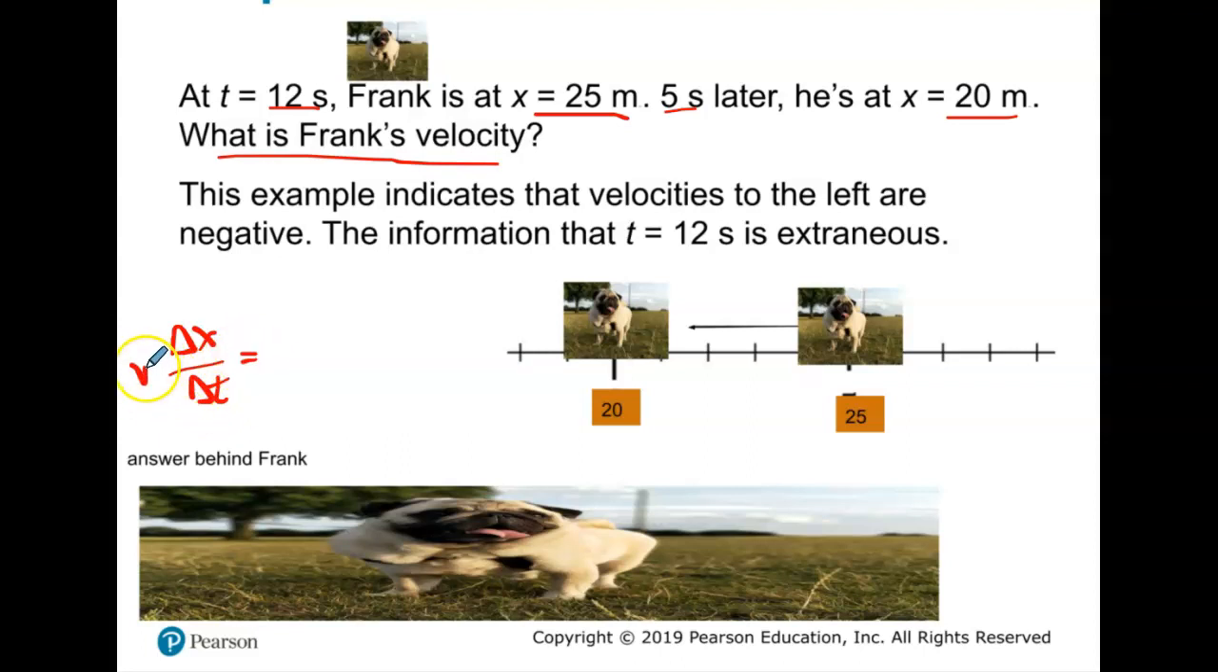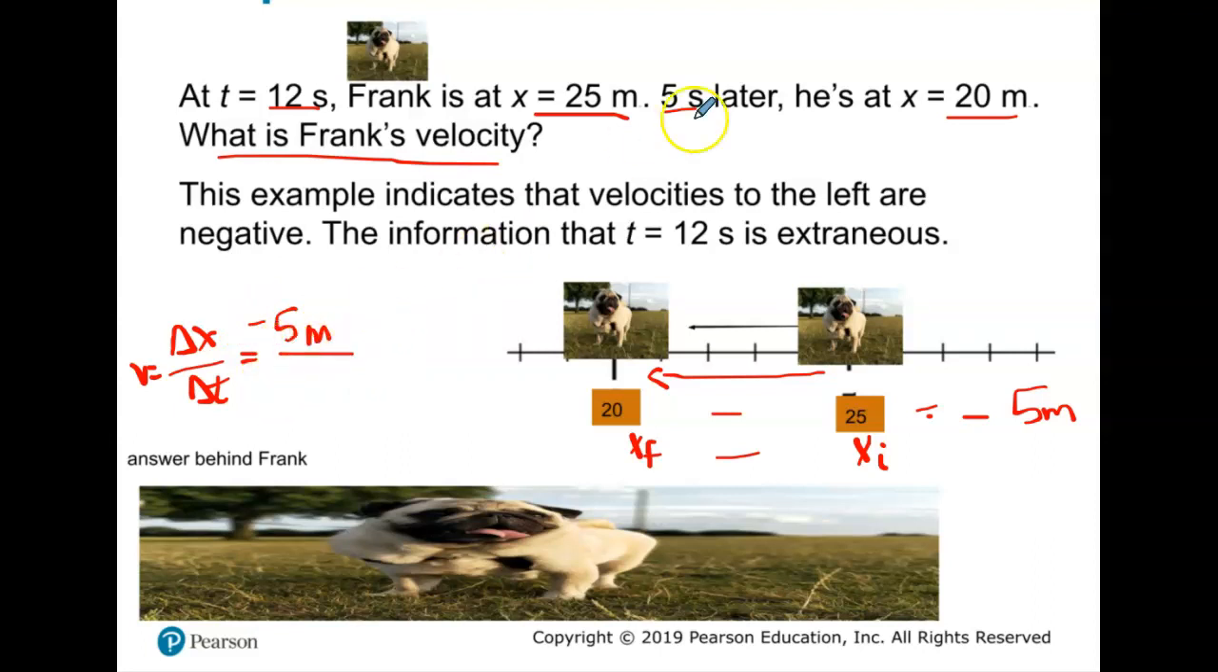And that's what our velocity is for Frank. He's moving at a constant rate. So his displacement, he's going this way. He starts at 25 and goes to 20, so final minus initial. The final is 20. The initial is 25. We subtract them, so 20 minus 25 gives us negative 5 meters.